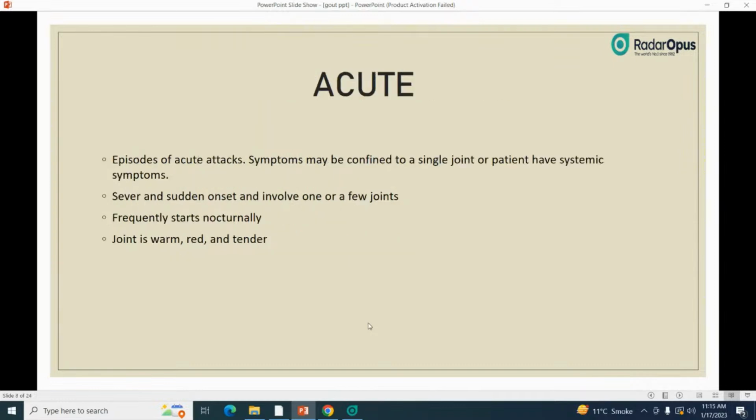Now, moving on to my next type, that is acute. The second one is acute gout. In an episode of acute gout, symptoms may be confined to a single joint or the patient may have systemic symptoms, with severe and sudden onset, involving one or a few joints. It frequently starts nocturnally. The joint is warm, red, and tender.